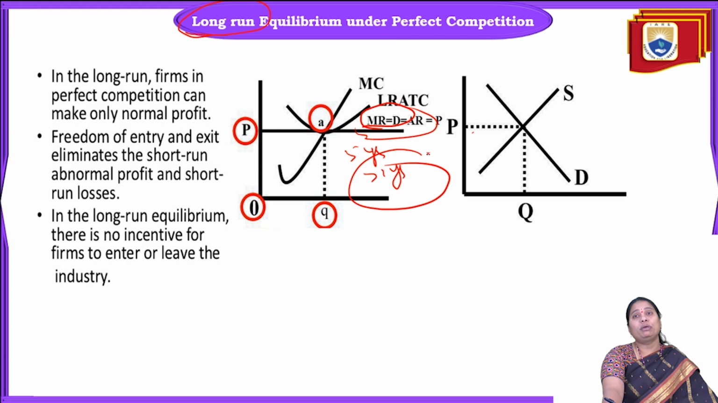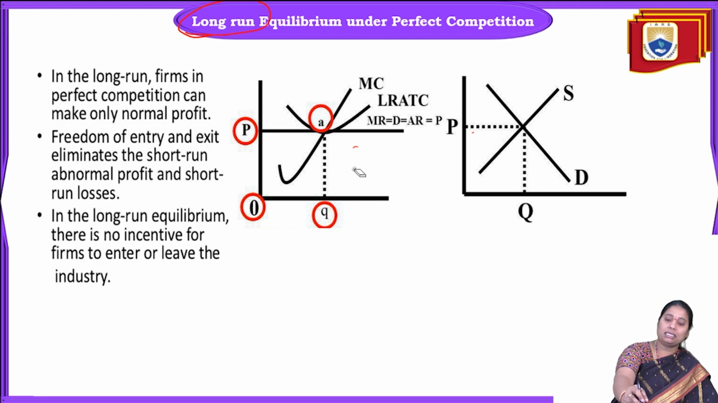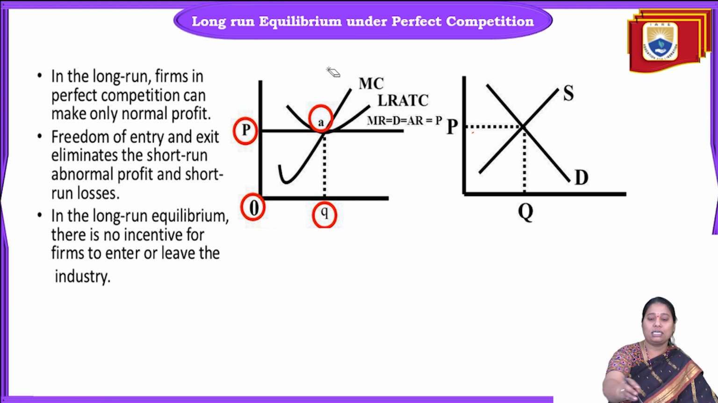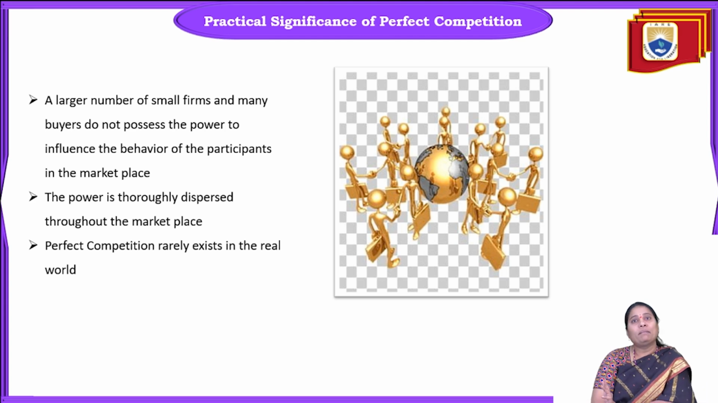Abnormal profits and short run losses will never exist here. If that freedom is given to the suppliers, even if there are imbalances, they will immediately adjust as per the requirements of the market. Then we can say it is the long run equilibrium under perfect competition.